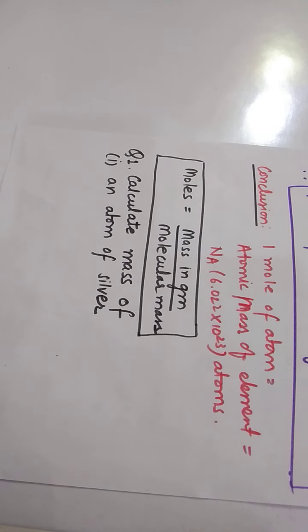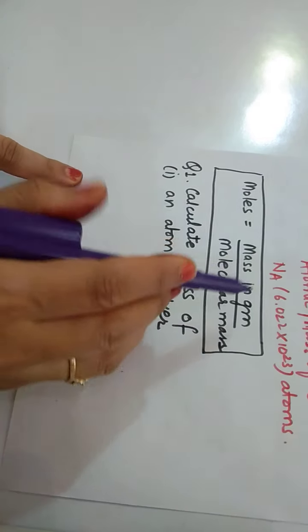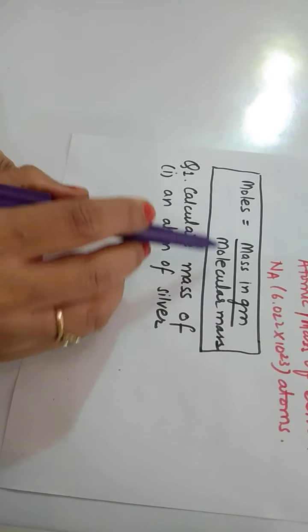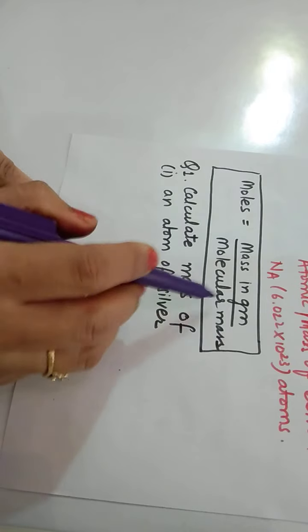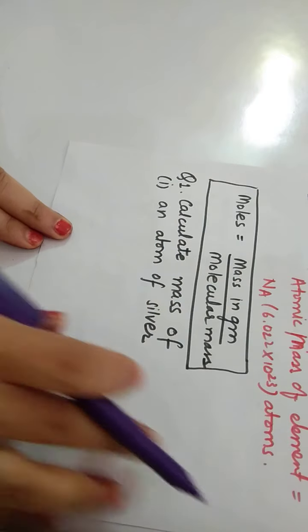So, yesterday we did one formula, that is mole is equal to mass in gram divided by molar mass. When I talk about mass in gram, it is basically the mass which is given in grams. It is already given in the question, or you need to find it. Molecular mass is the mass of the molecule, and number of moles is what is number of moles.